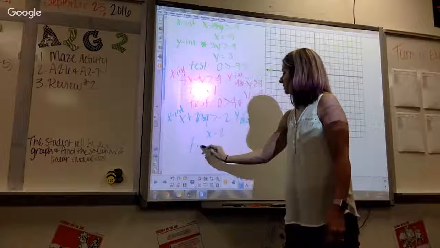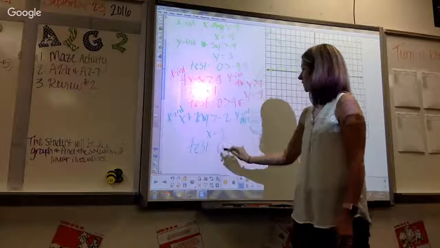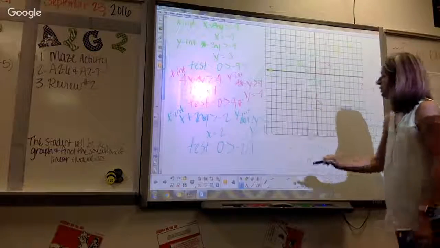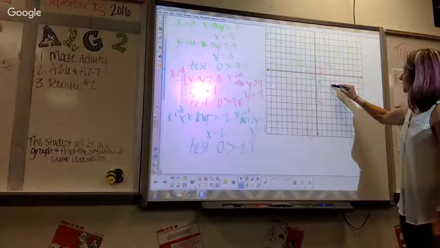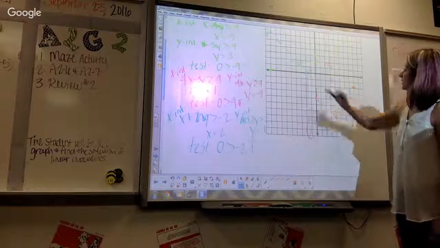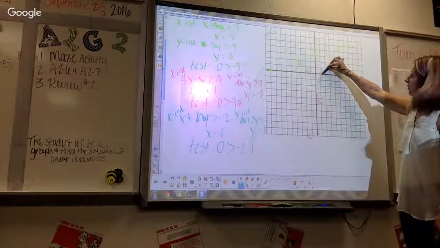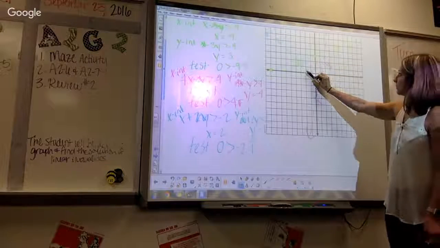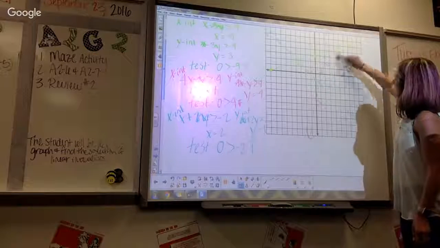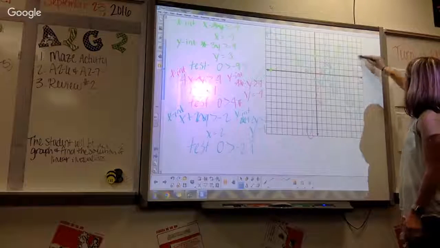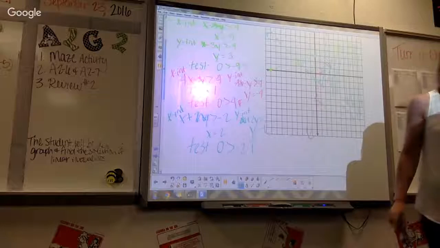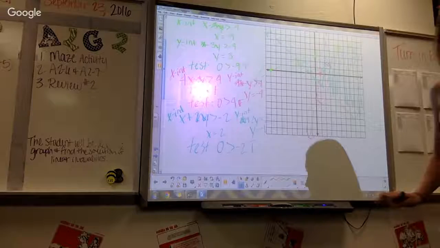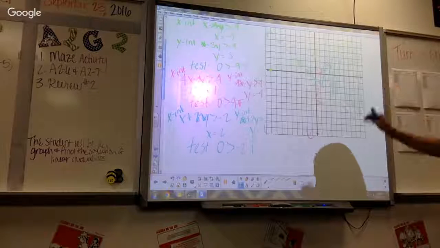Plugging in a test point of 0, 0, we end up with 0 is greater than negative 2, which is true. So we would have to shade above this blue line. So the green one is shaded below. The pink one is shaded below here, and then the blue one is shaded above. So this section here would be where they're all 3 shaded. So you can plug any point into all 3 of them, and it should be true in that triple shaded area there.